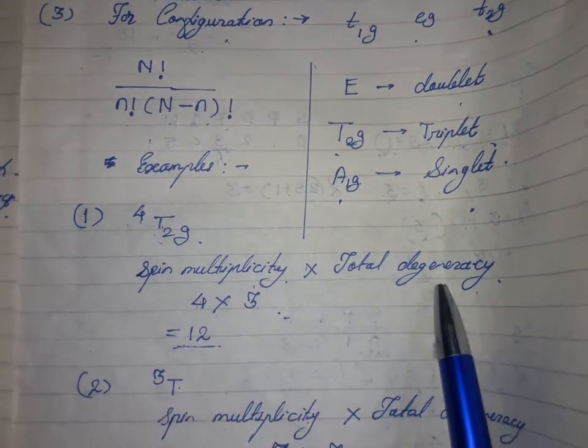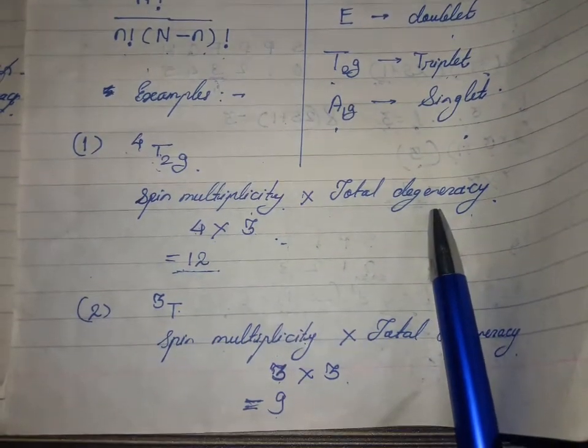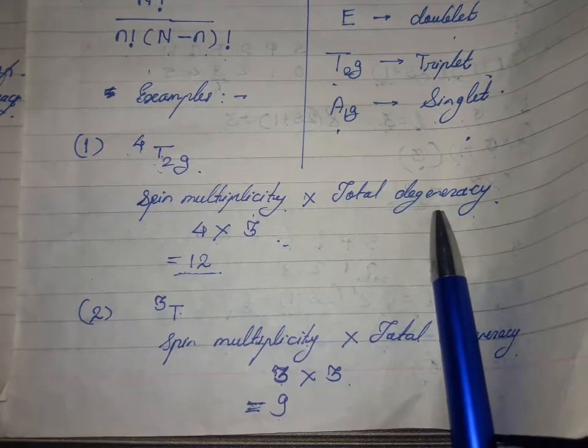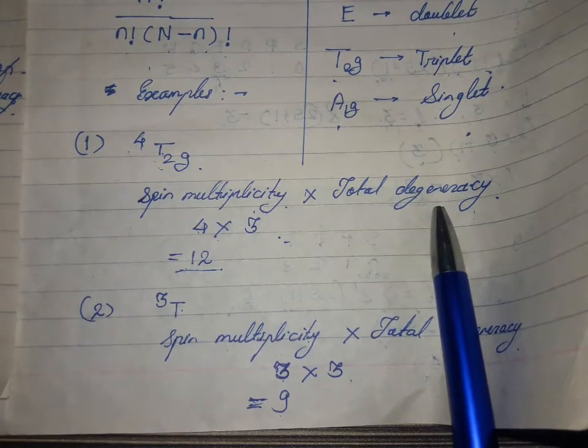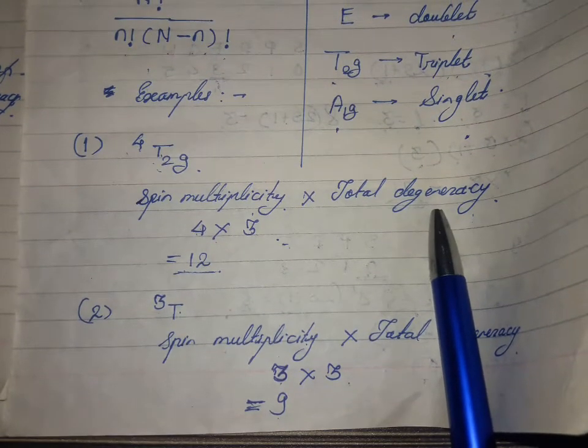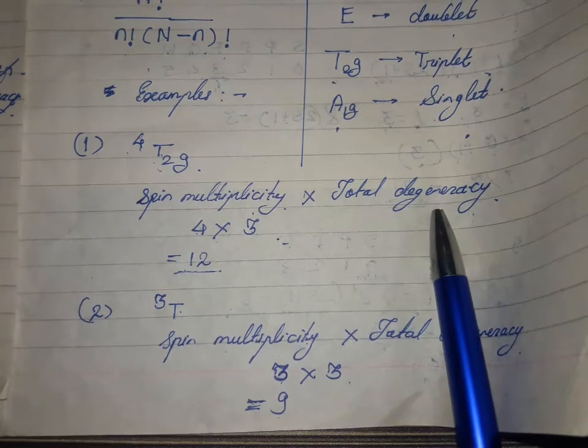The next problem is triplet T. What is triplet T? Triplet means spin multiplicity. We can use the formula spin multiplicity into total degeneracy. So what is the spin multiplicity in triplet T?